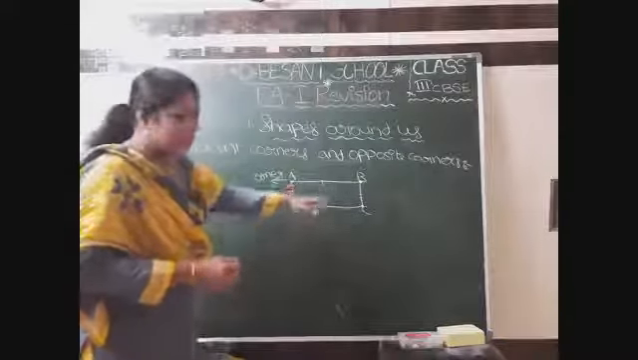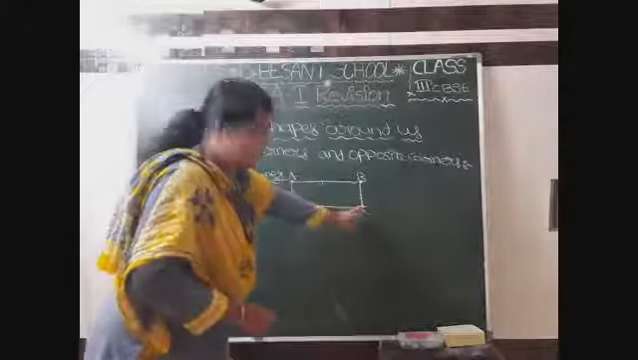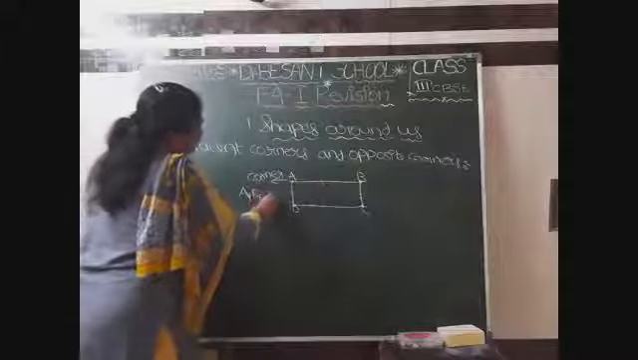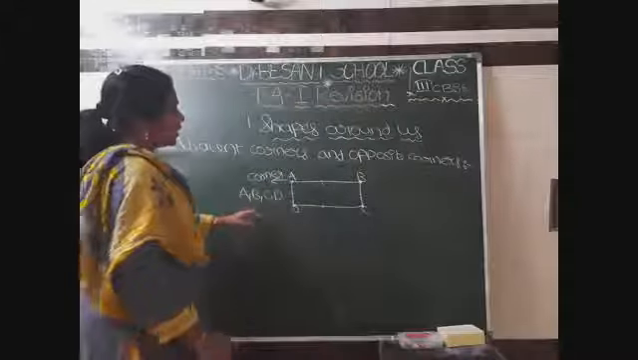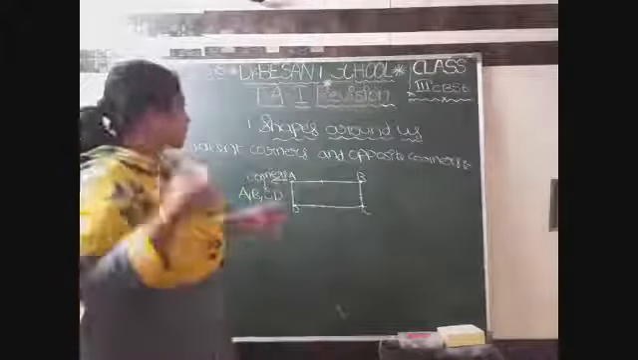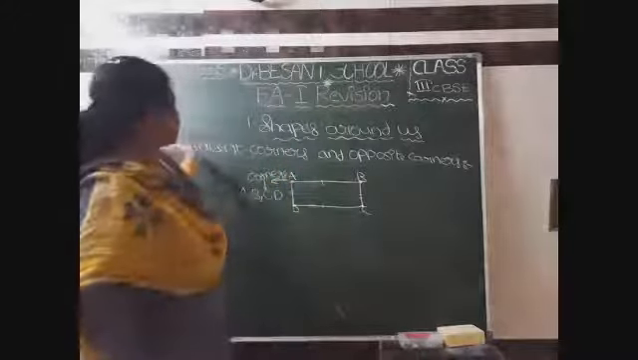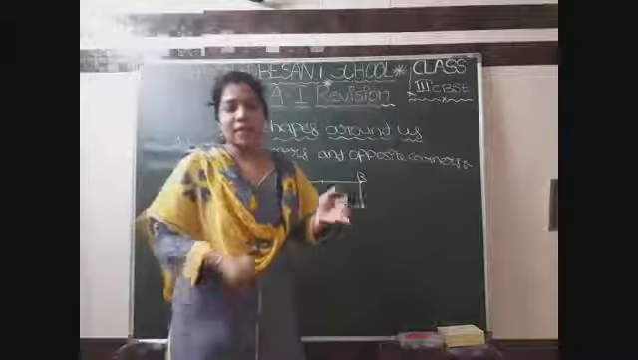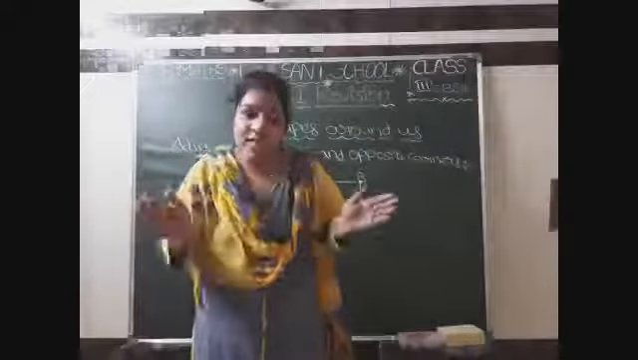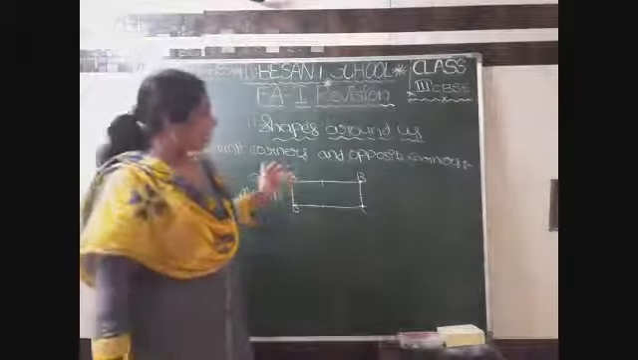Say, children, what are the corners' names here? A, B, C, D. Very good. All these are the corners of this figure. Now coming to the topic, adjacent corners. Adjacent corners means the corners which are sharing the same side. Those corners are called adjacent corners.